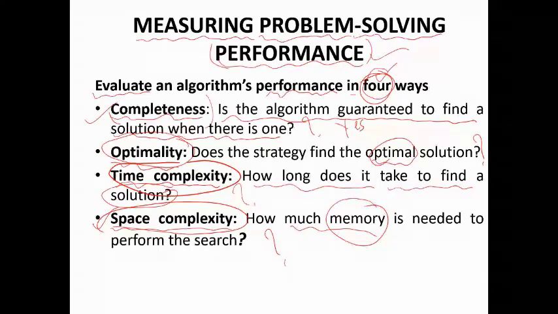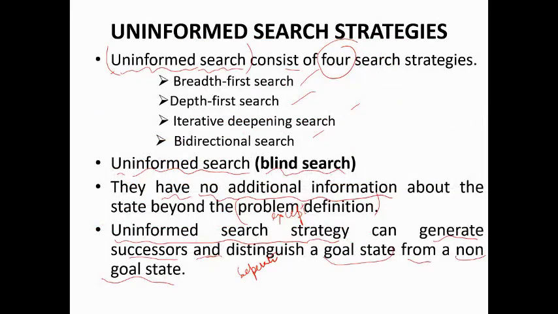So all these are some of the questions regarding the performance of algorithms. Let's move to the next topic. We were talking about uninformed search strategies. The uninformed search strategies consist of four basic strategies: breadth first search, depth first search, iterative deepening search, and bidirectional search. These are four, so we will study them one by one.